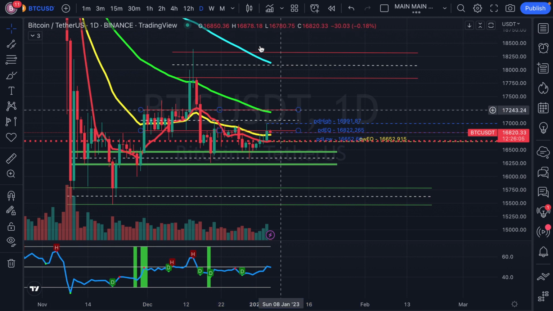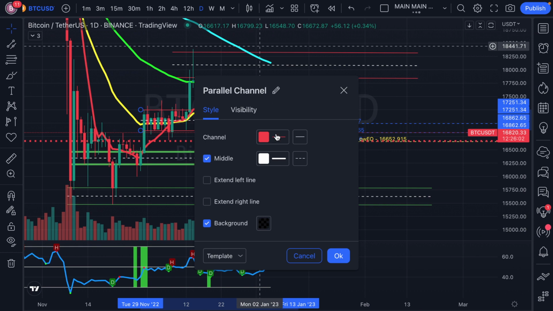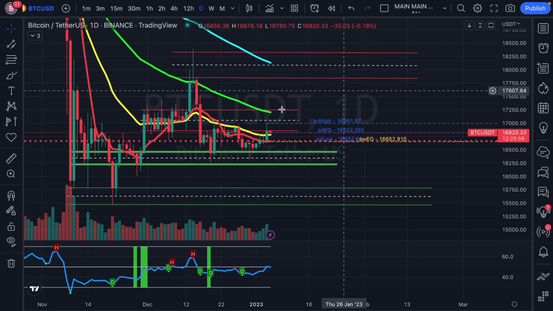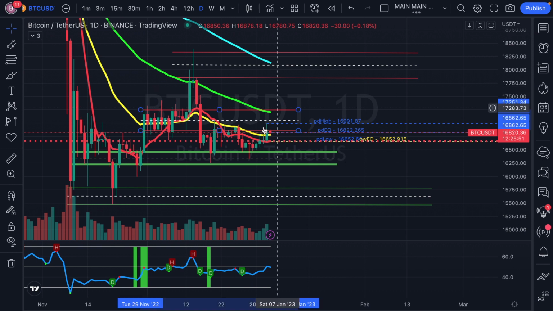Now the range looks very tight, but the fact is that we're on a daily time frame, so everything looks very congested. But the swing is 16.5 to 17, so that's about a $500 move.